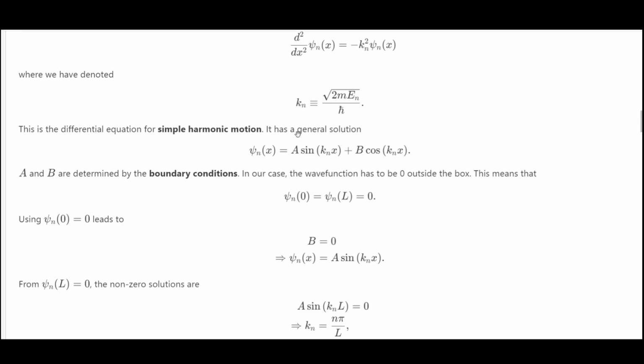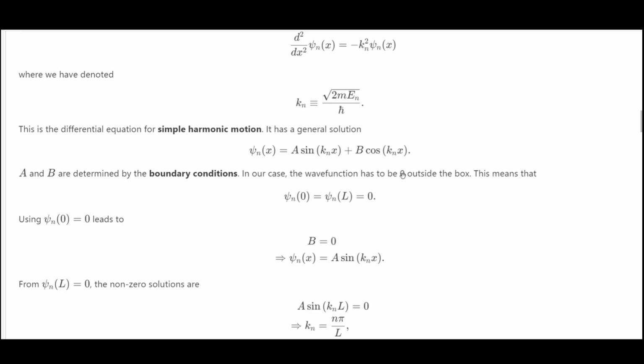But then to determine these constants a and b that appear in front of the sine and cosine functions, you have to know the boundary conditions. And in our case, of course, the boundary conditions are at the corners: the wave function has to equal 0, because we know that the particle cannot exist at the corners or outside the box.